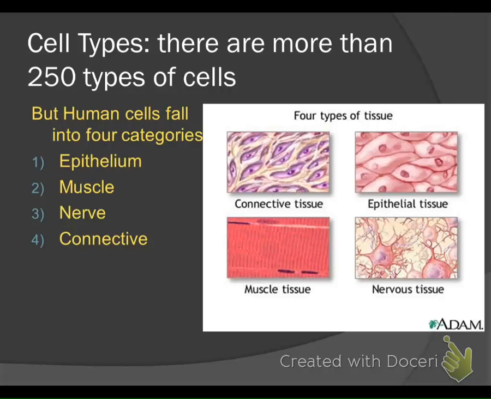All right, so here's slide number 2. You have more than 250 different kinds of cells in your body, but they're split into just 4 main categories. Epithelial, muscle, nerve, and connective are the 4 main types of cells in your body. So if you look at slide number 2, type 1, type 2, type 3, type 4: epithelial, muscle, nerve, and connective.